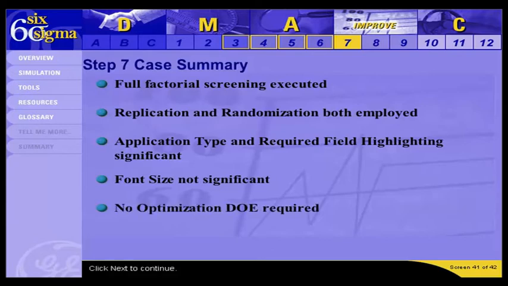Since the 2 vital X's are both discrete data items, there will be no need for further experiments in order to set the values. We will, however, explore techniques which may be required when dealing with continuous data in the next step. So we're about ready to wrap up this section of the course and the case, and move forward to the next step of the Improve phase. Click Next to continue.